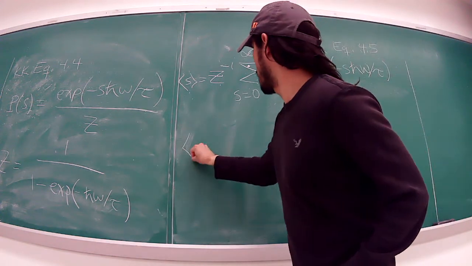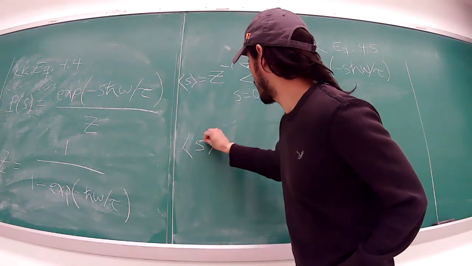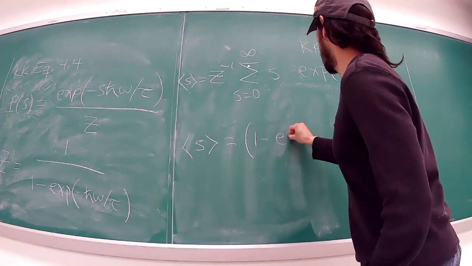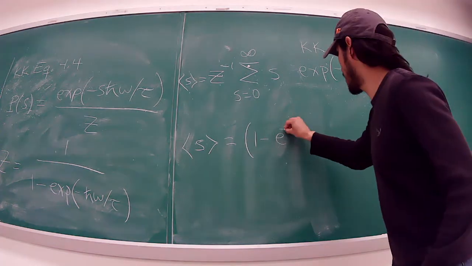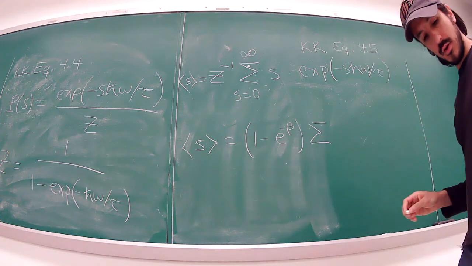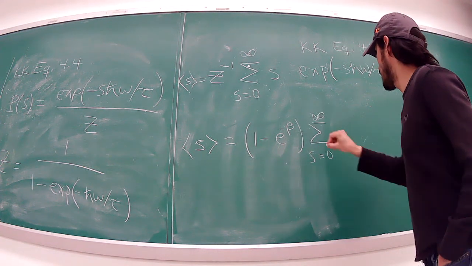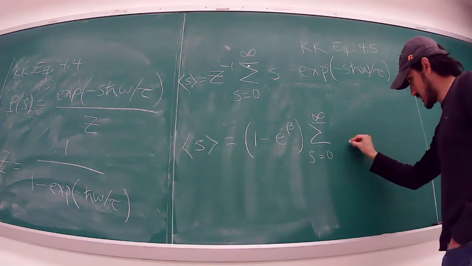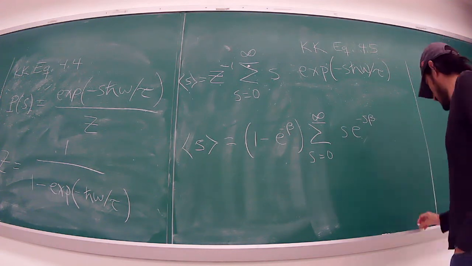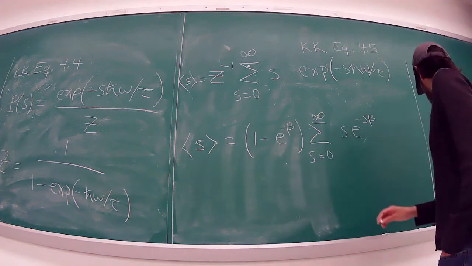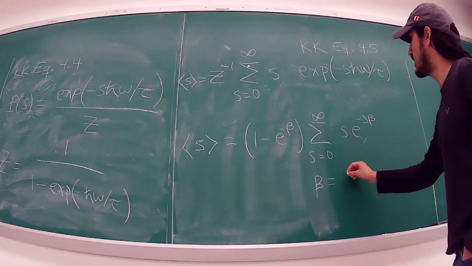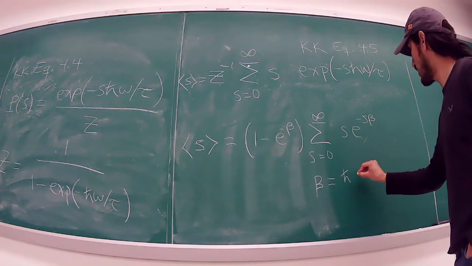So we can rewrite the whole thing as 1 minus e to the negative beta, times the sum from S equals 0 to infinity of S e to the negative S beta. And remember that beta was, I guess, h bar omega divided by tau.